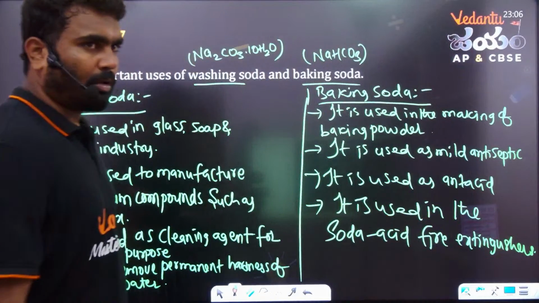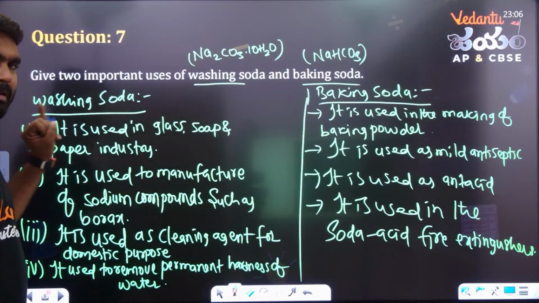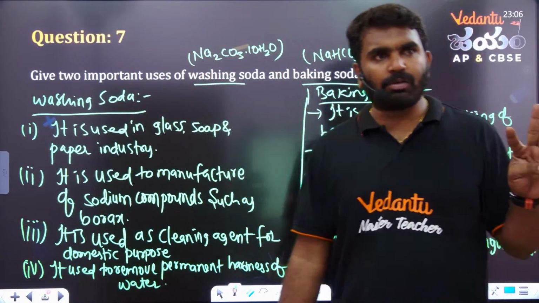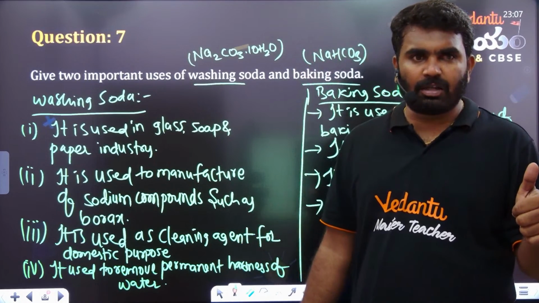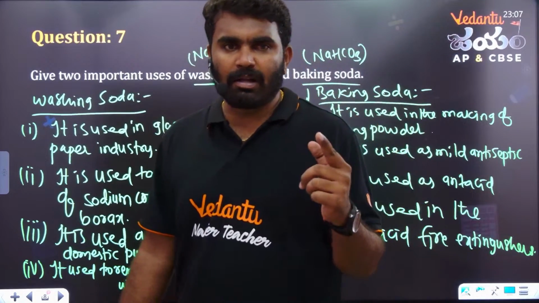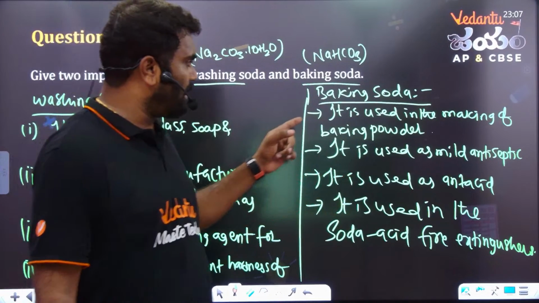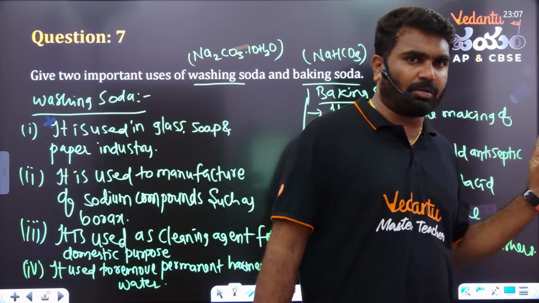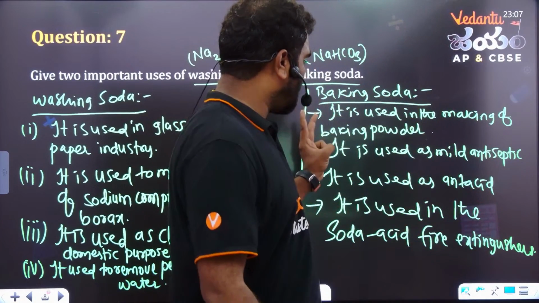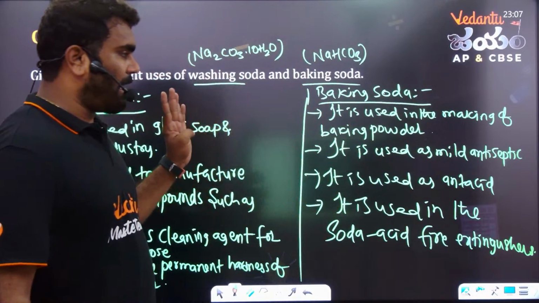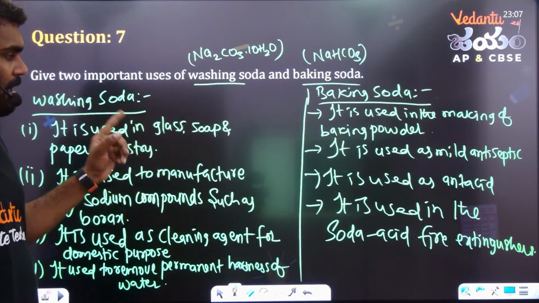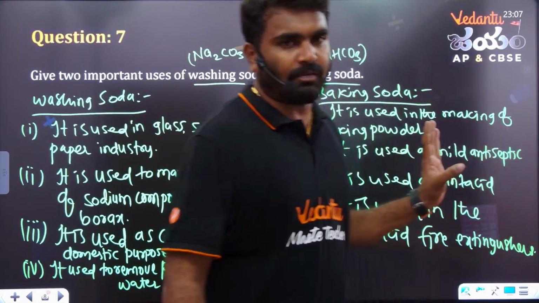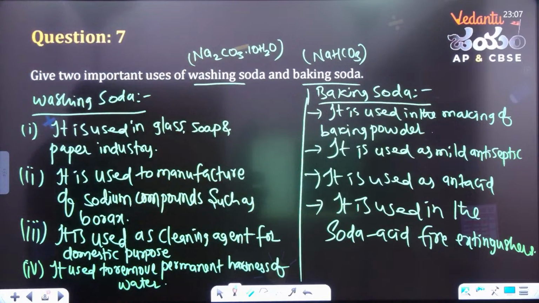Okay beta. So washing soda is used in the glass, soap and paper industry, to manufacture sodium compounds, and as a cleaning agent. Next, it is used to remove permanent hardness of water. And baking soda is used in the making of baking powder, as a mild antiseptic, as an antacid, and in soda acid fire extinguishers. So these are the uses of baking soda and washing soda.